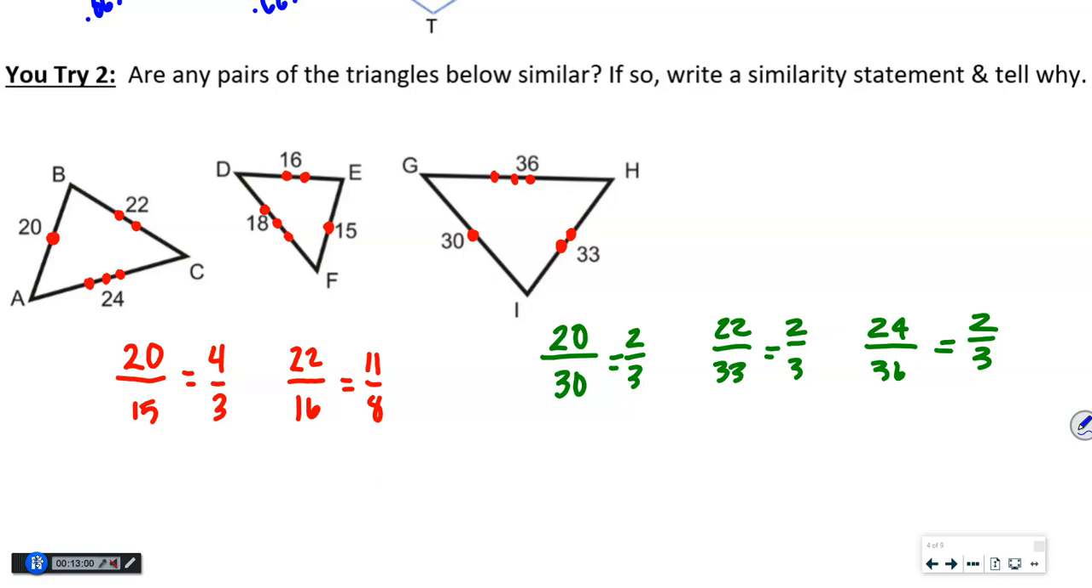So let's do 15 in the last one over 30. That would be 1/2, right? Then we've got 16 over 33. Well, that would be 16.5, right? So that would be definitely not 1/2.